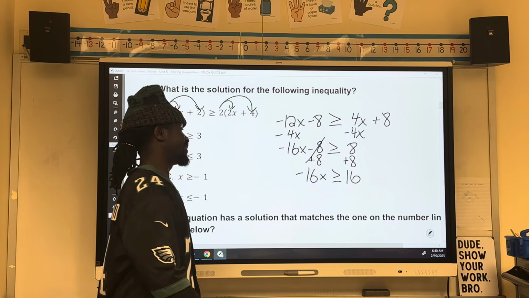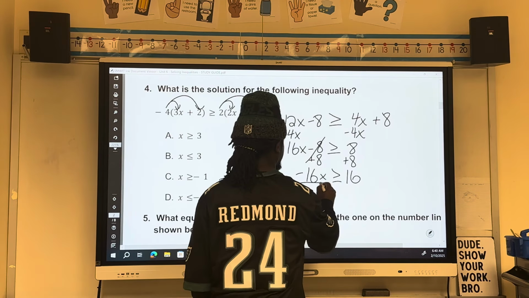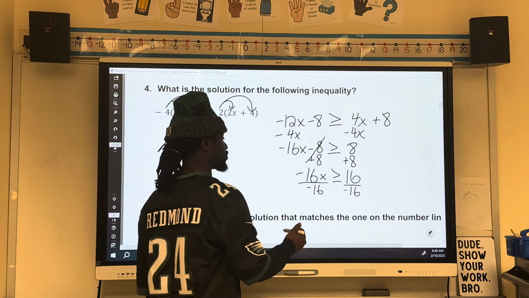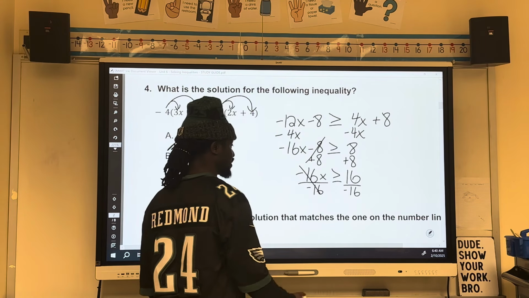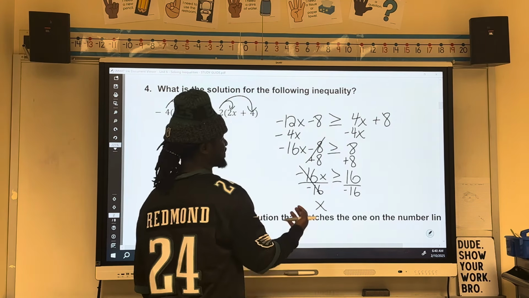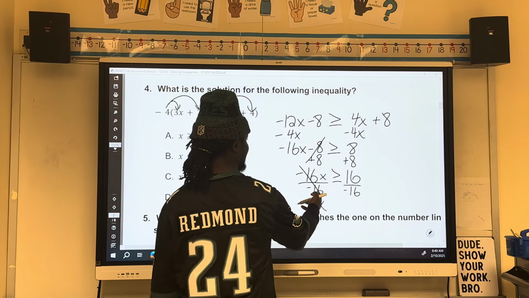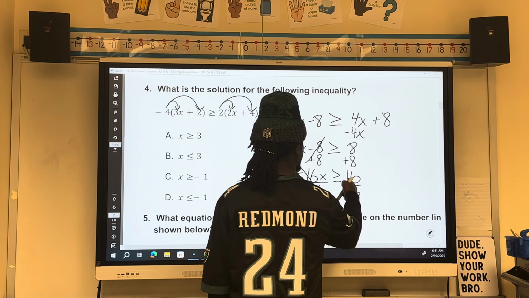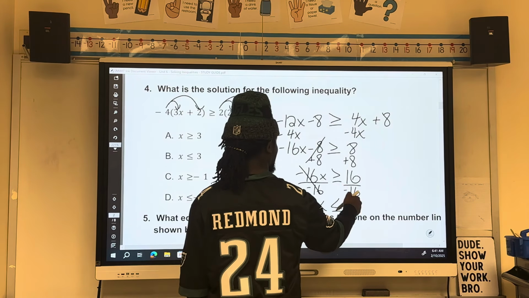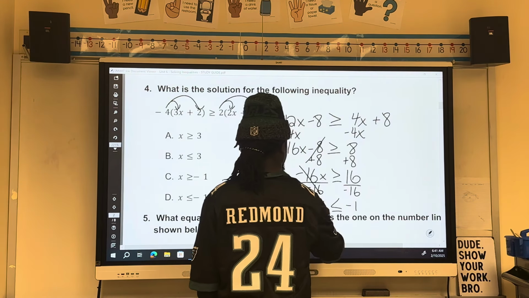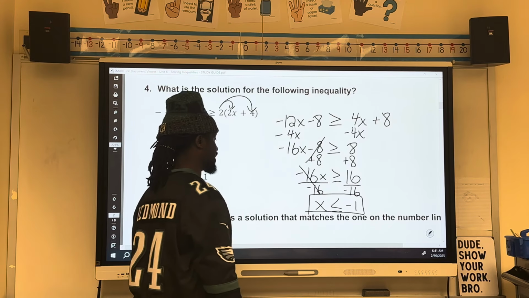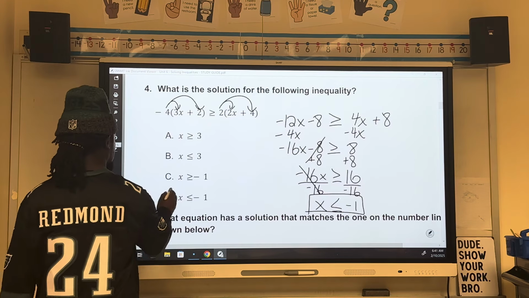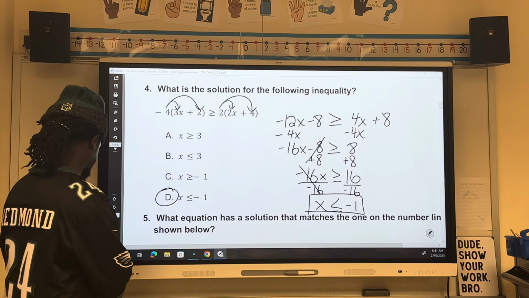And then I'm going to divide by negative 16. Divide by negative 16, remembering the golden rule of inequalities: whenever I divide or multiply by a negative, I gotta flip that sign. So flip the sign the other way. 16 divided by negative 16 is negative 1. So our answer is x is less than or equal to negative 1, which is D.